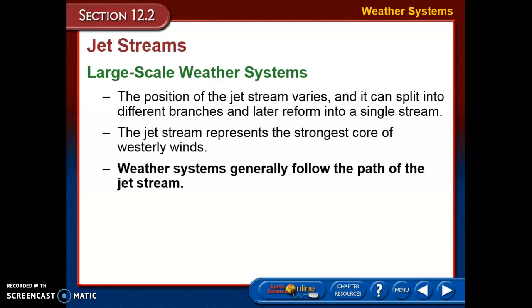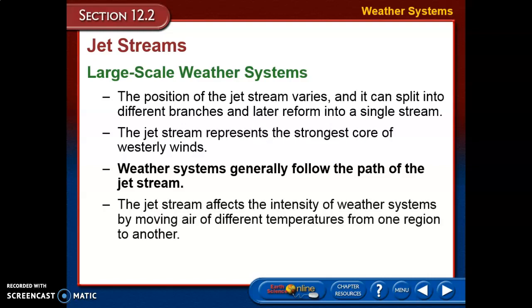So here's a big thing. Weather systems generally follow the path of the jet stream. You can change air temperatures big time.